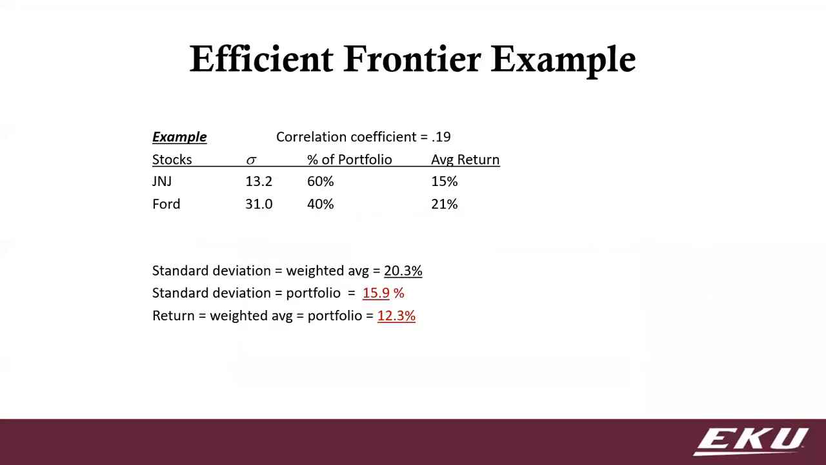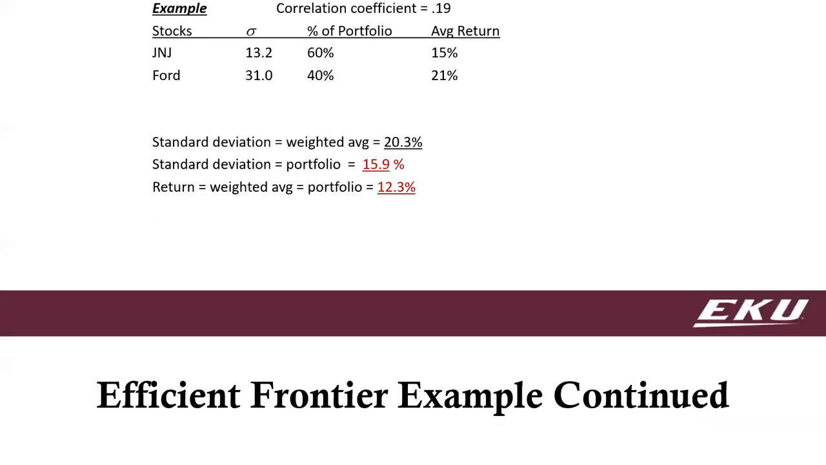Right. And so here's an example of a portfolio. You see the correlation is really low. It's close to zero, right? The standard deviation of that portfolio is 15.9. And then you could compare that to the individual ones: if the correlation was 1, it would be 20.3. The standard deviation is only 15.9, and our return is 12.3, right?